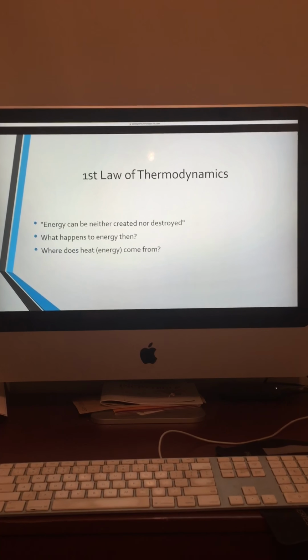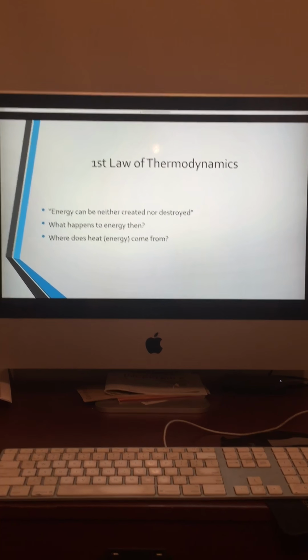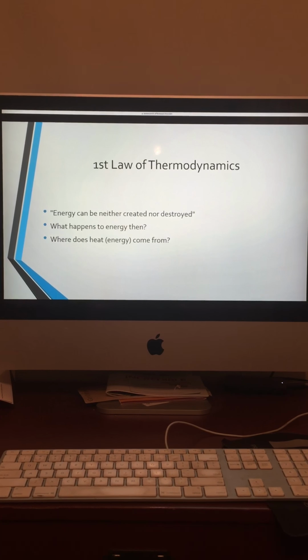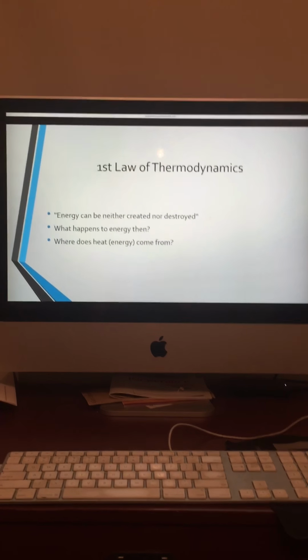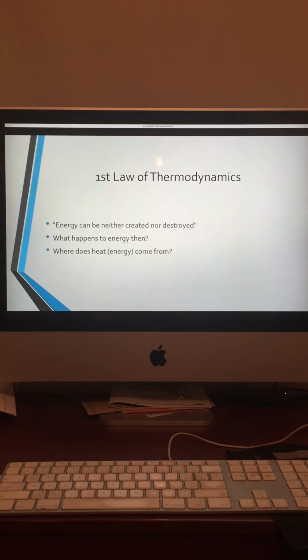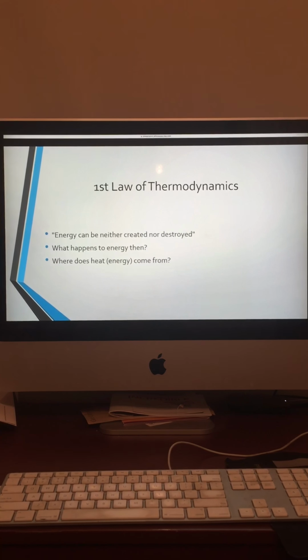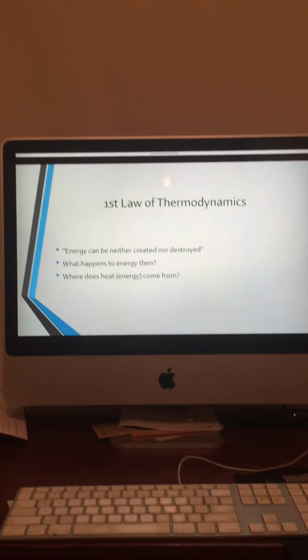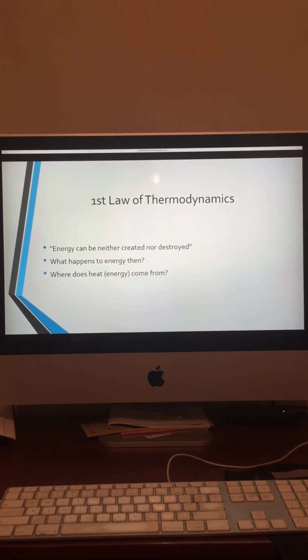Just like when we die, our bodies will decompose and go back into the earth. The energy, the matter of who we are, doesn't go away. It just changes shape and transfers to something else.